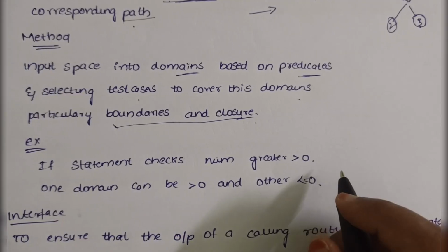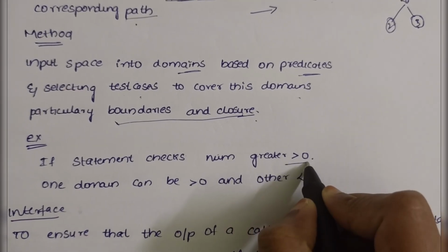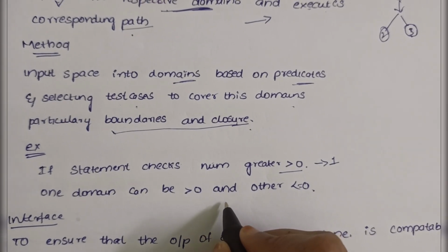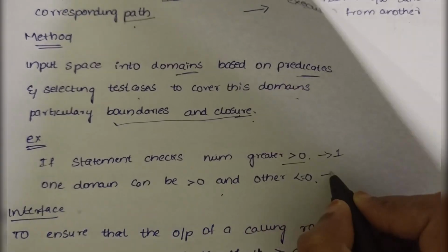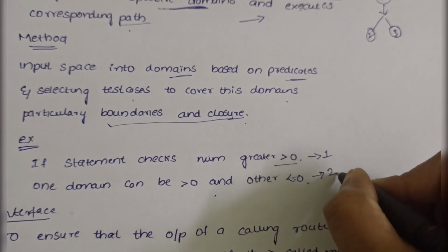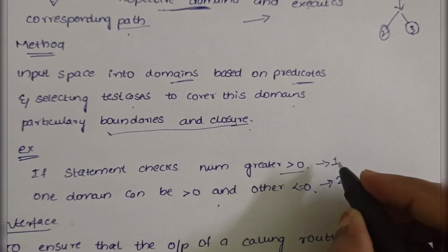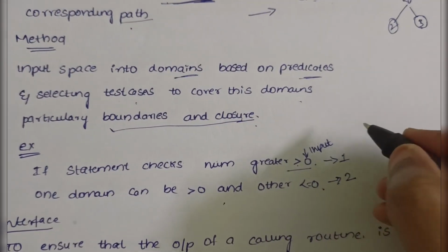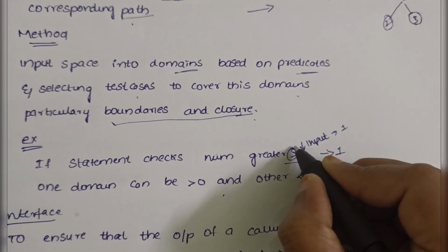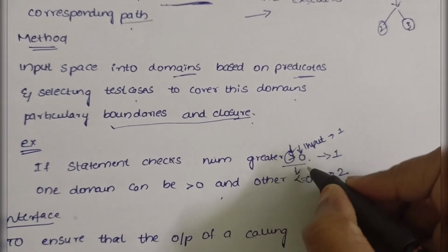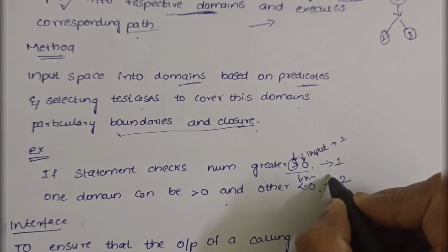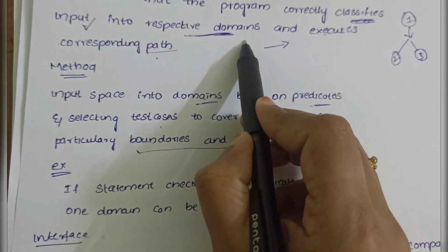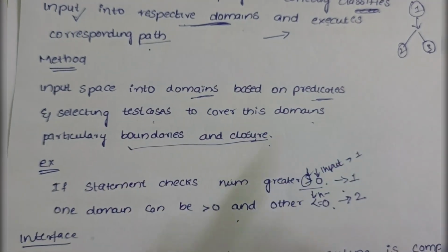For example, if a statement checks whether the number is greater than 0, it can be executed into one domain, and less than or equal to 0, it can be executed into domain 2. Greater than 0 is one input value to one domain, and this other input value goes to another domain, which classifies the input values into respective domains and executes the corresponding path.